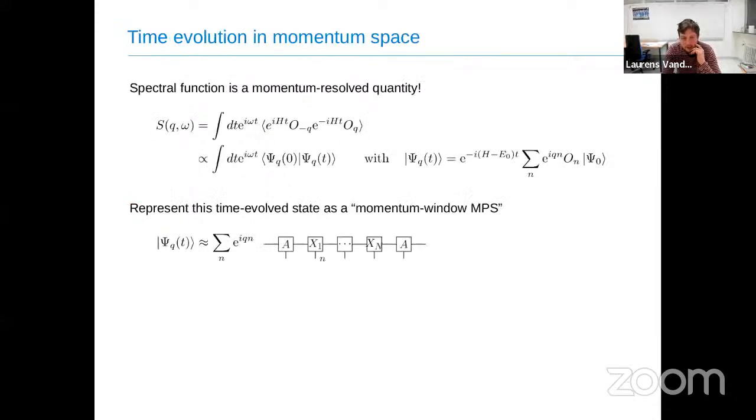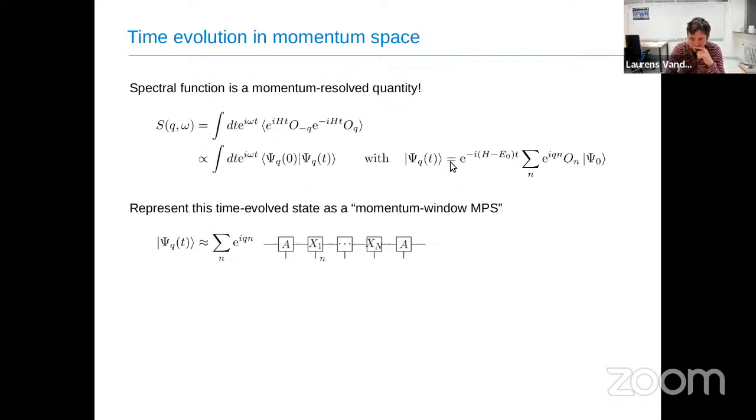The idea is to take seriously the fact that the spectral function is actually a momentum resolved quantity. So what you do in a spectral function is actually apply a momentum operator to your state and time evolve this one. So we write S of q omega as a Fourier transform of this return rate, the overlap of this time evolved state with your original momentum state, where psi q t is your momentum space operator acting on the ground state, and then time evolved.